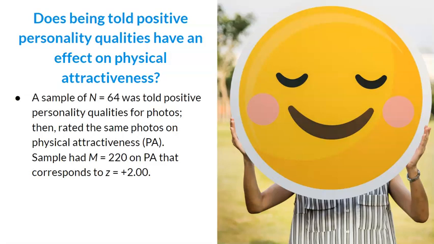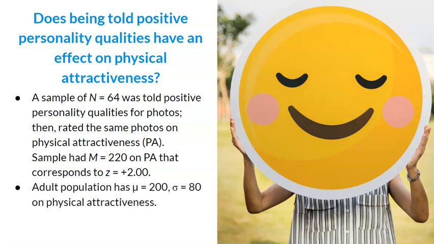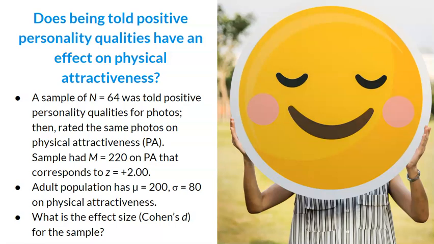In our study, we had a sample of n equals 65 participants, and they were told positive personality qualities while looking at photos of individuals. The sample was then asked to rate these same photos on physical attractiveness. The sample had a mean of 220 on physical attractiveness that corresponds to a z of +2. The general population has a mu of 200 and a sigma of 80 on physical attractiveness, which forms a normal distribution. So, what is the effect size for this study?